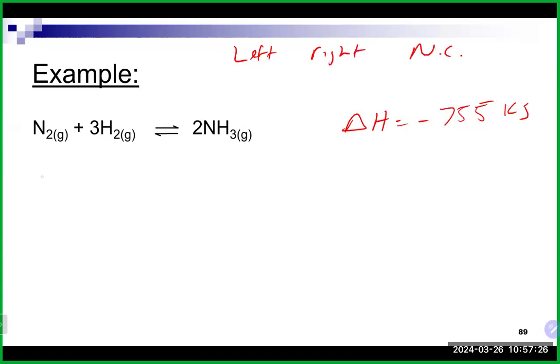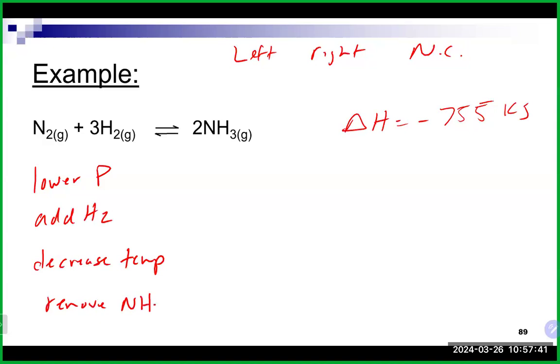If we do the following: we're going to lower the pressure. We're going to add H2. We're going to decrease the temperature. We're going to remove NH3. We're going to decrease the volume. We're going to increase the temperature. And we're going to add N2. All right, give it a go, see what you come up with for each of those.